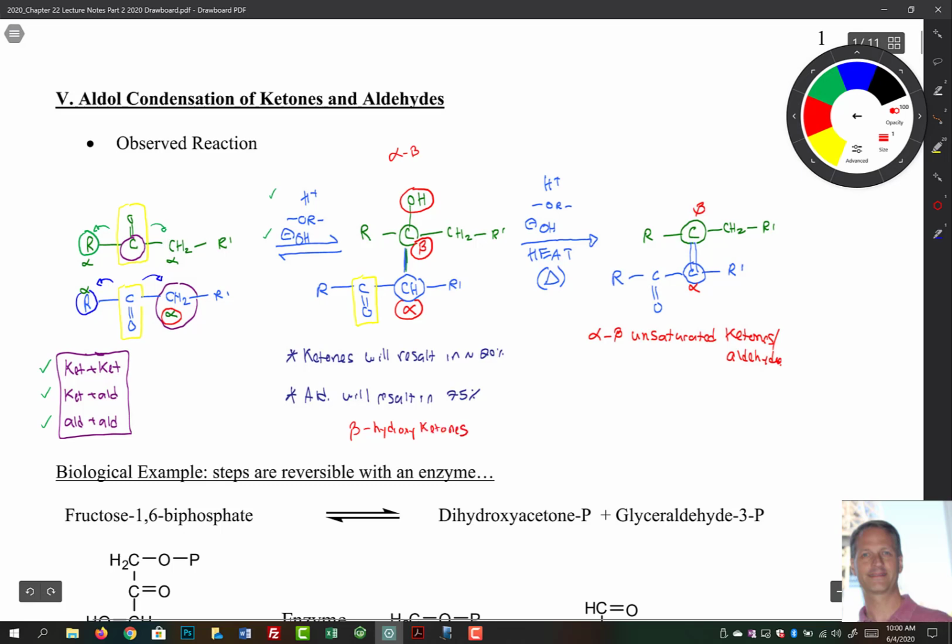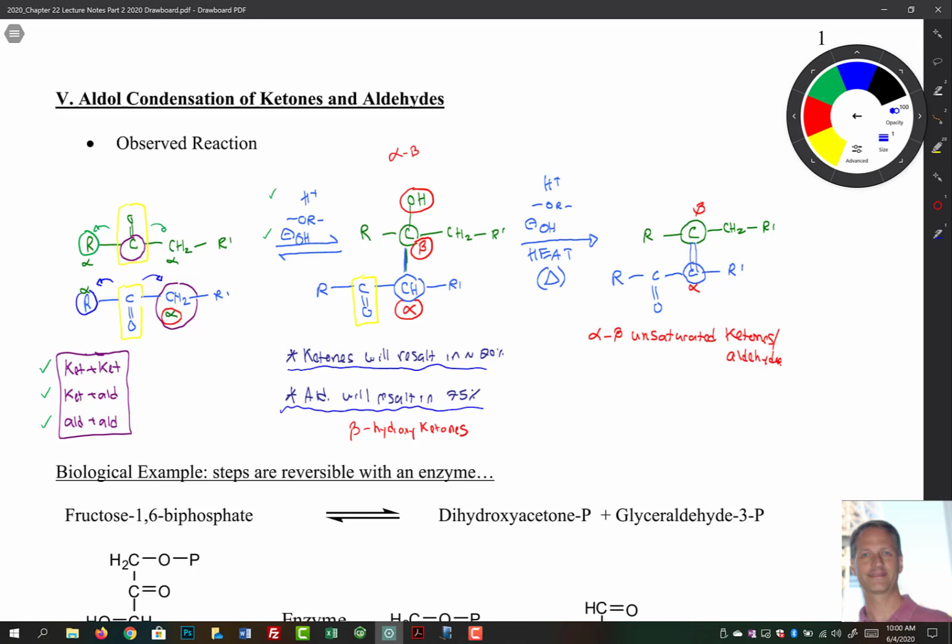ketones. Now, the yields of these can often be pretty low. If you look down here below, it says ketones will react and result in about 20% yield. That's pretty low. In fact, with acetone as your ketone, I think the yields are about 1%. Aldehydes result in about 75% there.